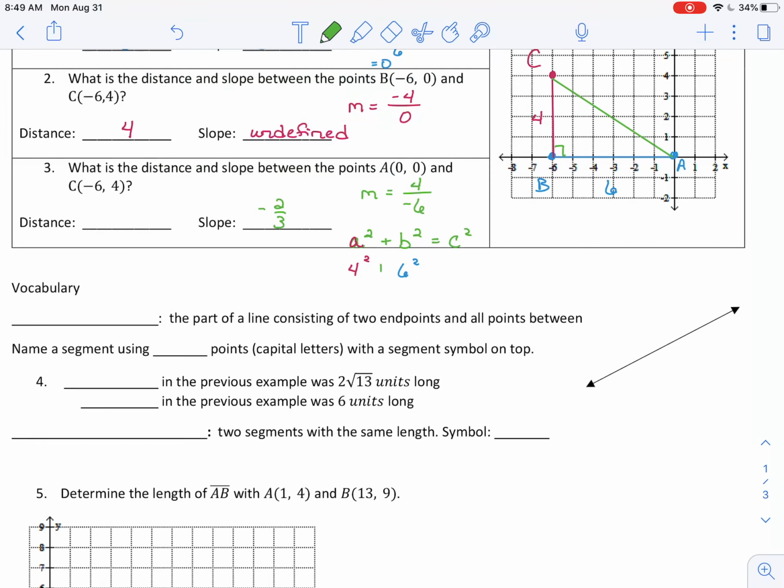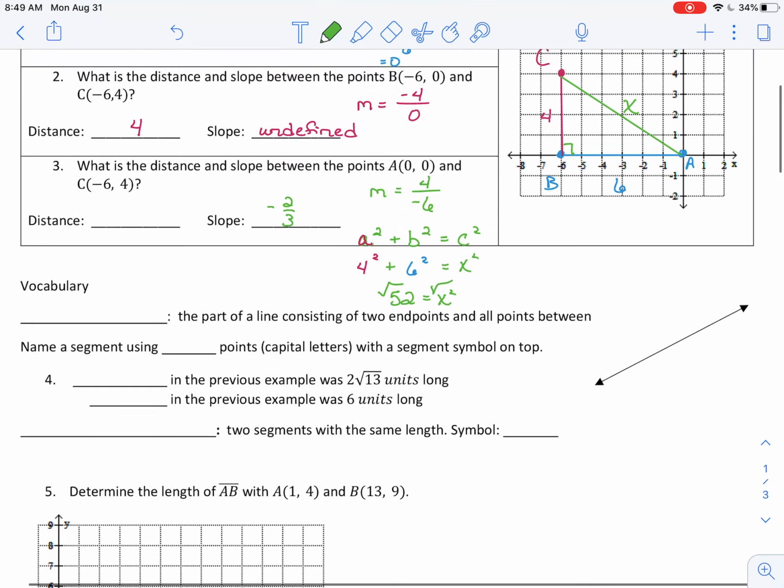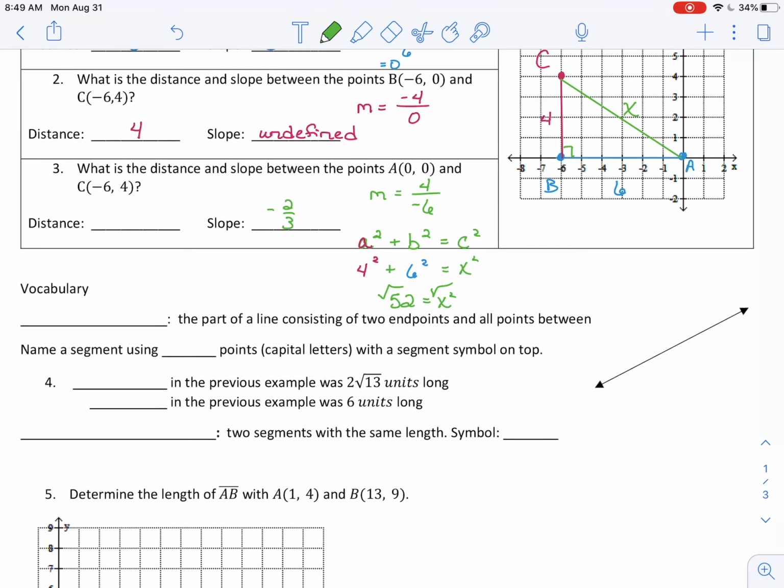If I square those two numbers and add them up, I'm going to find the hypotenuse length, the actual distance of segment AC. So 4 squared plus 6 squared is 16 plus 36, which is 52. So 52 is x squared, and the opposite of squaring a number is to square root it. Now, it says what's the distance? It doesn't say approximate distance. It doesn't say distance to the nearest tenth. So I'm not going to round this. I'm going to take that 52 and see if I can find any pairs, because pairs make perfect squares.